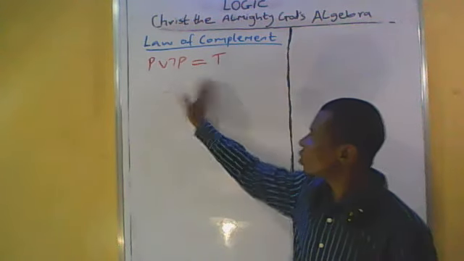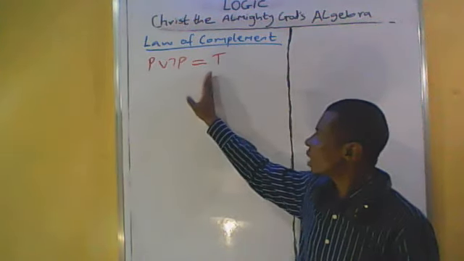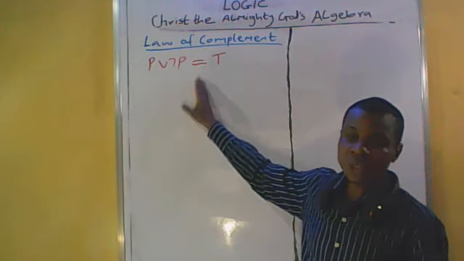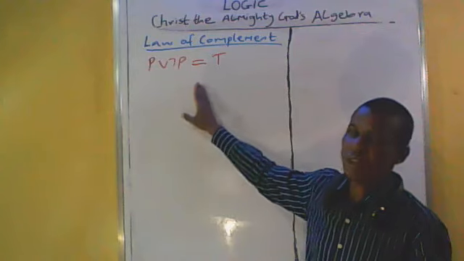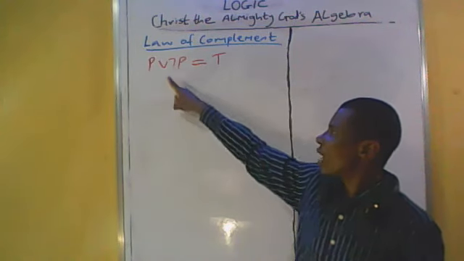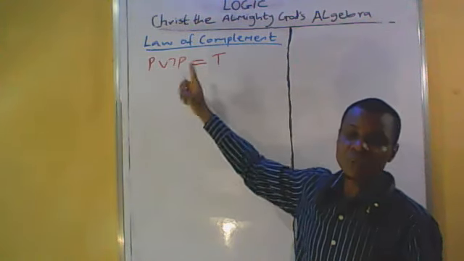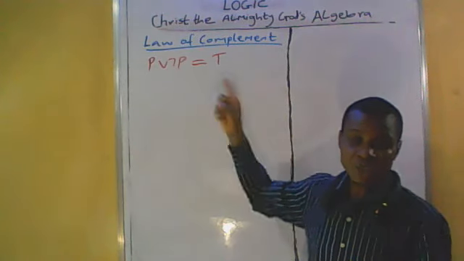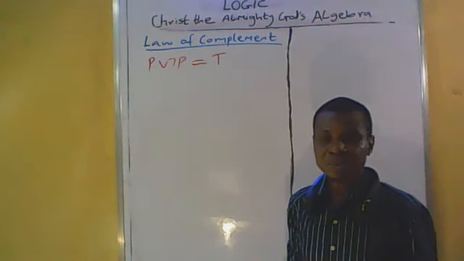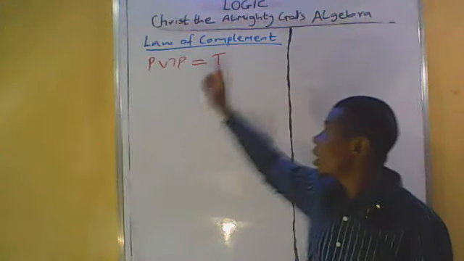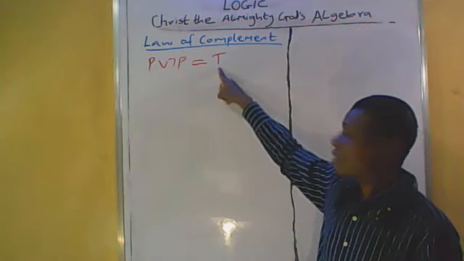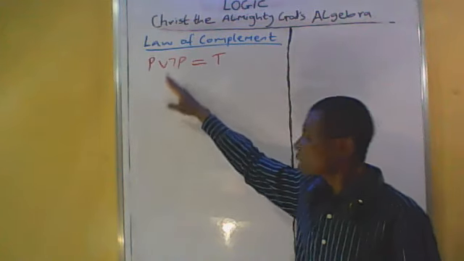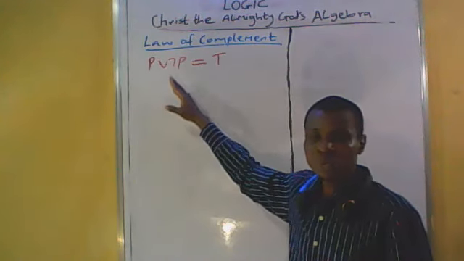If you look at this equation, you will find out that it is logically equivalent. The equation is logically equivalent because wherever the left hand side of the equation is true, the right hand side of the equation is also true. In the same vein, whenever the right hand side of the equation is false, the left hand side of the equation is also false.